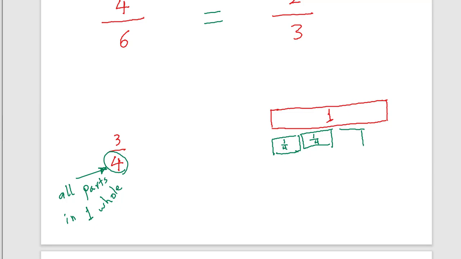How many fourths in a whole one? Ahmed? How many fourths in whole one? 1. No, how many fourths? 1, 2, 3, 4. The whole one. Remember, the whole one is 4/4.